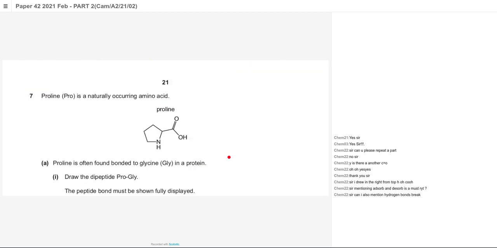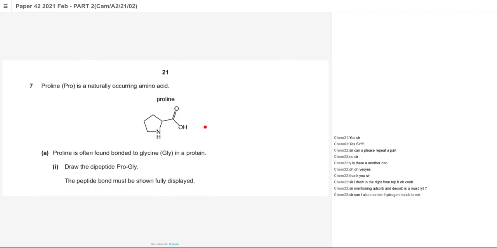The next one. Proline. It's a naturally occurring amino acid.